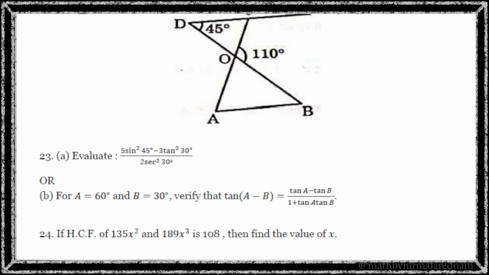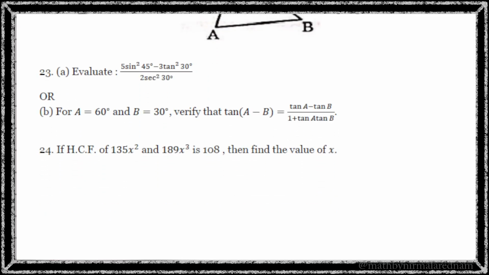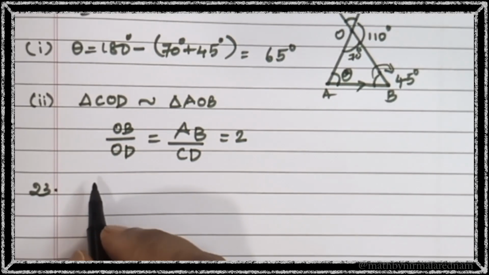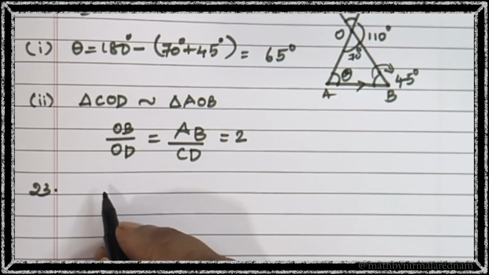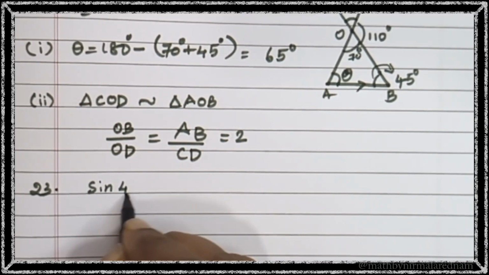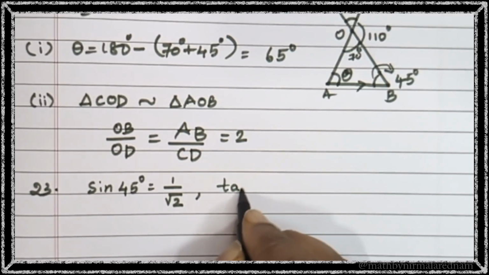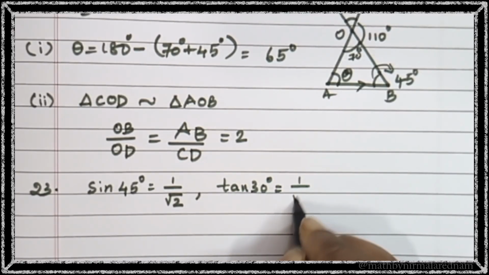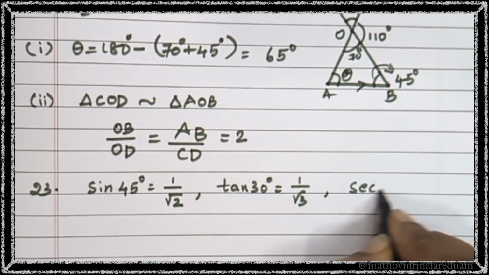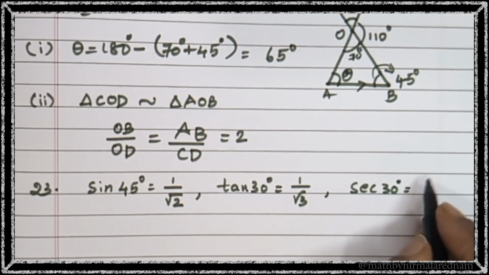Evaluate 5 sine square 45 minus 3 tan square 30 divided by 2 secant square 30. So if we know the values of these trigonometric angles, then we can simply substitute the values and find the answer, right? So what is the first one? Sine 45. We know that sine 45 is 1 by root 2. Next is tan 30. We know that tan 30 is 1 by root 3. And the next is secant 30. Secant is simply the reciprocal of cos, and cos 30 is root 3 by 2. So it is 2 by root 3, right?